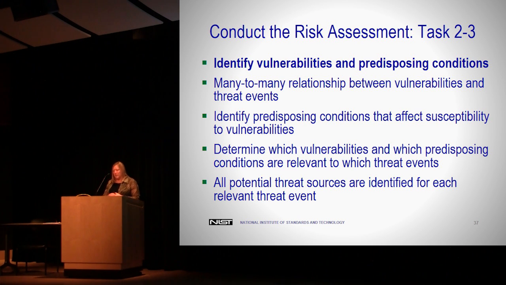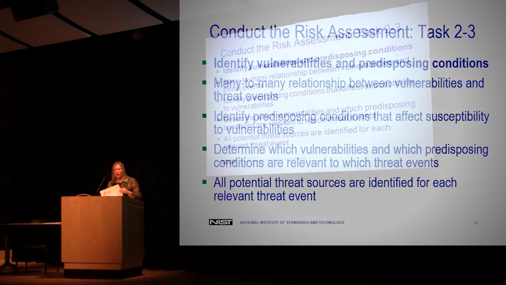But we at least want to try to look at it and determine the relationships between our vulnerabilities and threat events, and identify those predisposing conditions that affect how susceptible you might be to the vulnerabilities that you identify. Then we determine which of those are relevant to which threats, and again, that's that complex mapping. And then we try to identify all our potential threat sources for each relevant threat event. That can be a pretty daunting task depending on how big your system is or what level you're doing your risk assessment at.